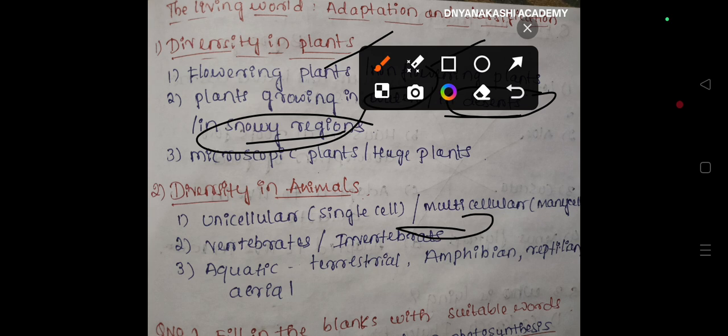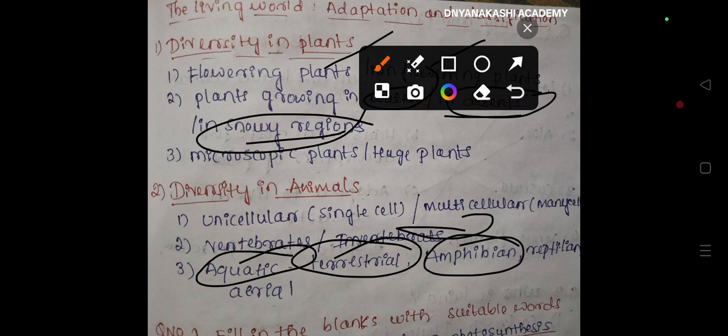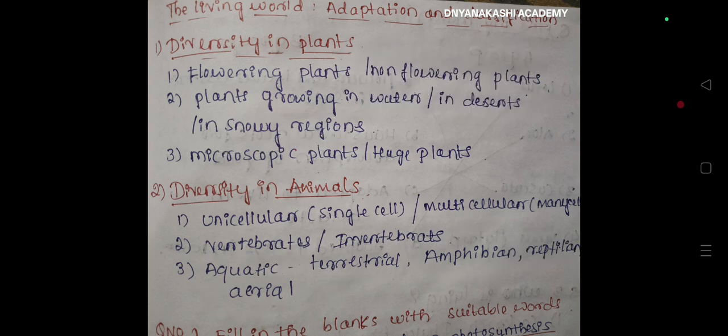And the third diversity is aquatic, which means in water, and terrestrial, in land. Amphibian means living on both land and water; those animals we call amphibians. Reptiles, for example snake and turtle, these animals we call reptiles. And aerial means living in the sky, spending maximum time in the air. Those animals we call aerial, for example the eagle. This is the diversity of plants and animals.